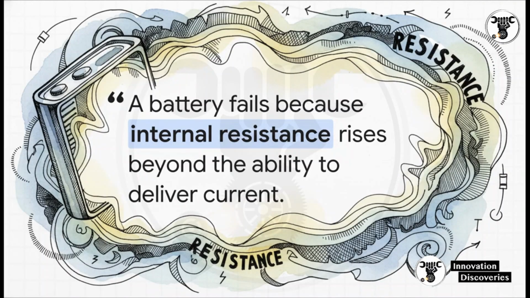The source material perfectly summarizes the entire thesis we've just covered with this incredibly powerful statement. A battery does not fail because it runs out of voltage. It fails because internal resistance rises beyond the system's ability to deliver current. It completely reframes how we need to think about system health, totally cementing that hidden resistor concept in our minds.